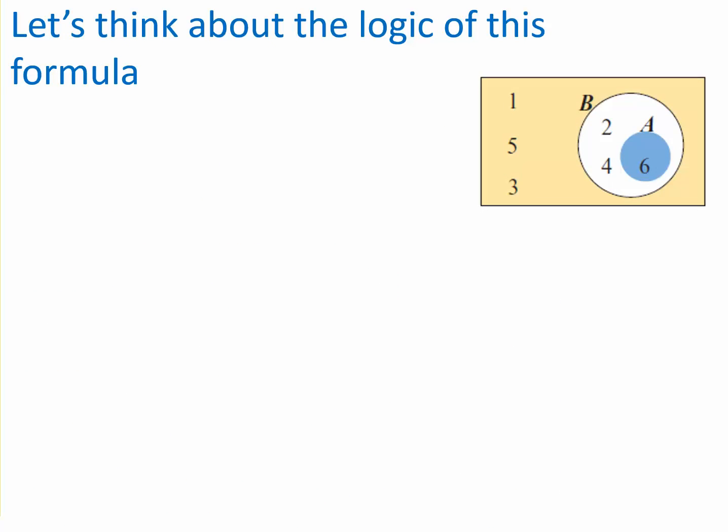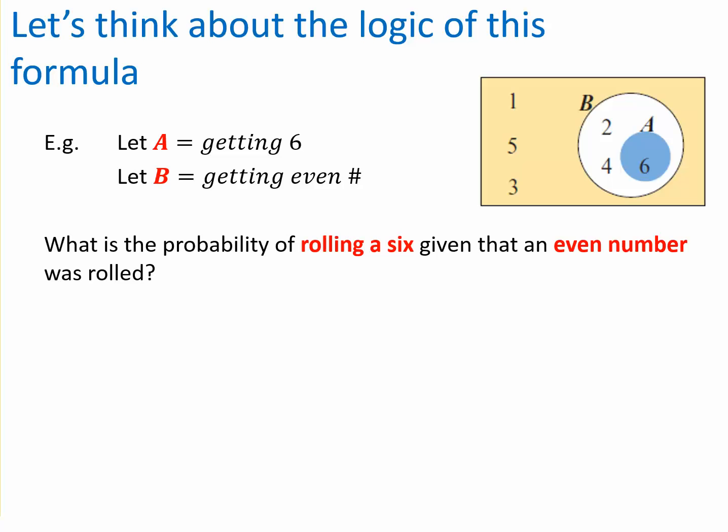I tried to illustrate this, taking this diagram from a picture. Let's say this is like rolling a dice. So you got your 1, 2, 3, 4, 5, 6. Chances of getting B is 2, 4, and 6. Chances of getting A is the number 6. So let A be getting 6, let B be getting even numbers. If I said, what is the probability of rolling a 6, given that you already have an even number?